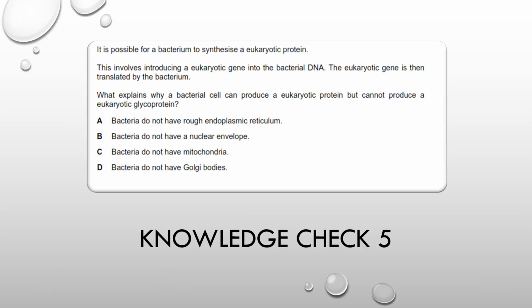Right. So look at it. It said it is possible for a bacterium to synthesize a eukaryotic protein, because it has ribosomes. This bacterium has 70S ribosomes, so it can make protein. This involves introducing a eukaryotic gene into the bacterial DNA. The eukaryotic gene is then translated by the ribosome in the bacterium. What explains why a bacterial cell can produce a eukaryotic protein but cannot produce a eukaryotic glycoprotein? It can make protein, but it cannot make glycoprotein.